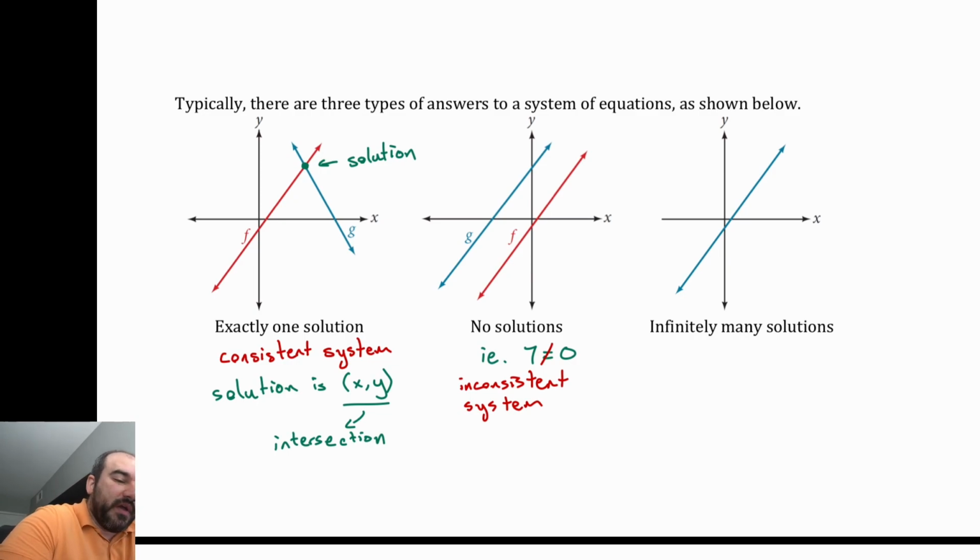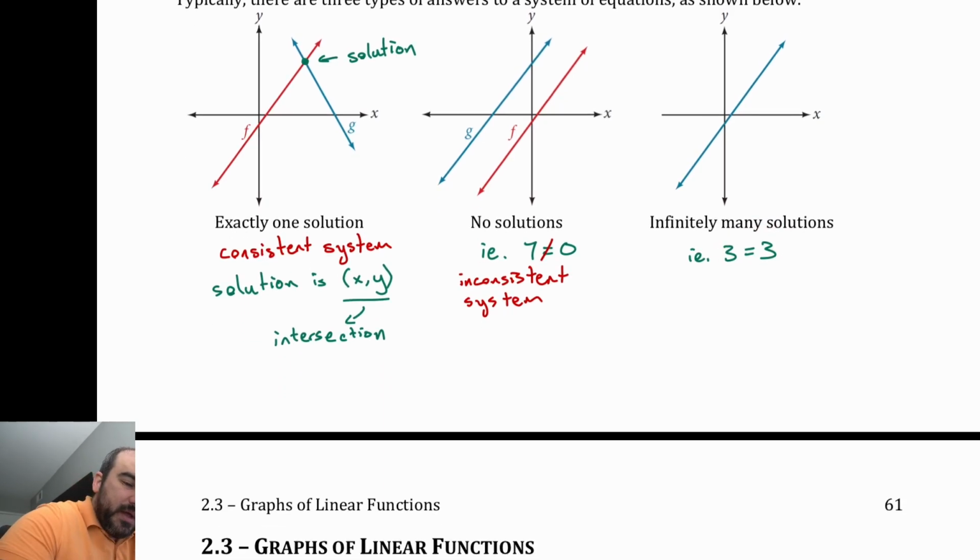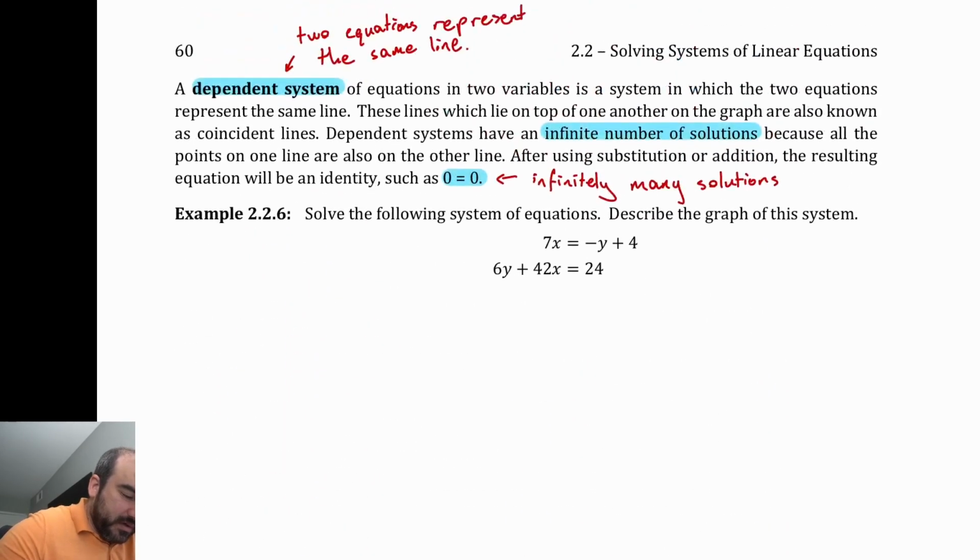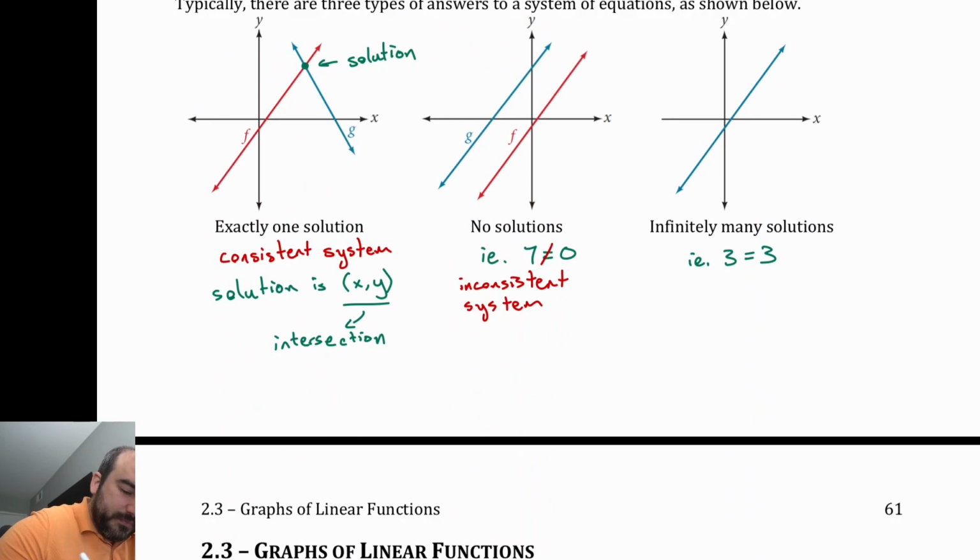Or, as you're solving, you end up with an absolutely always true equation like 3 equals 3. I'm putting "i.e." in front of these because they're not always going to be 3 equals 3 or 7 equals 0. It's just something that doesn't make sense or something that always makes sense. So if you get something like 3 equals 3, then that is a dependent system.